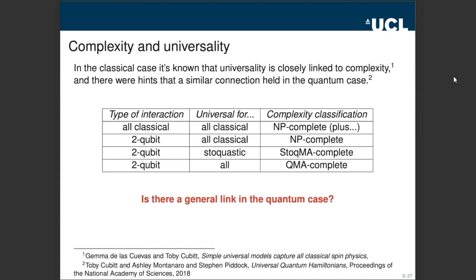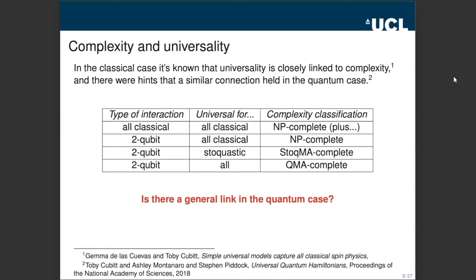Now there have been hints that a similar connection holds in the quantum case. So the classes of two-qubit interaction that are universal for simulating classical, stoquastic, and general Hamiltonians respectively have been fully characterized. And it's been shown that they coincide precisely with the classes of interactions that have NP, StoqMA, and QMA complete ground state energy problems respectively.